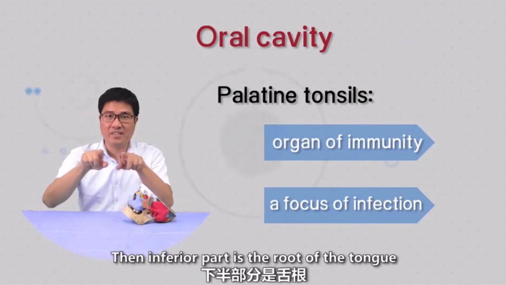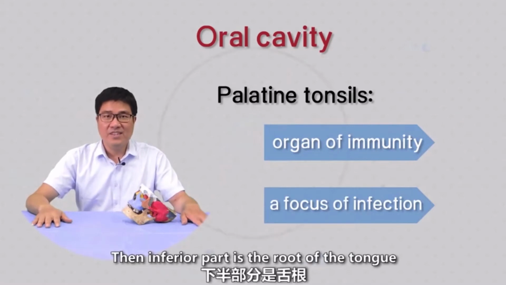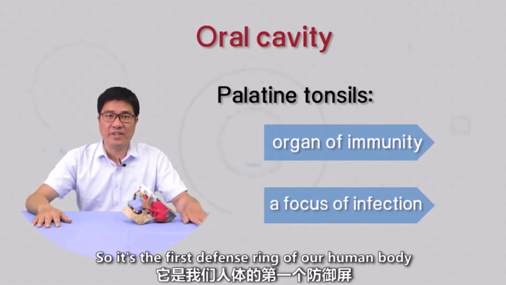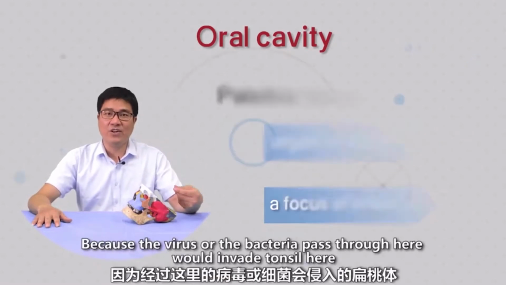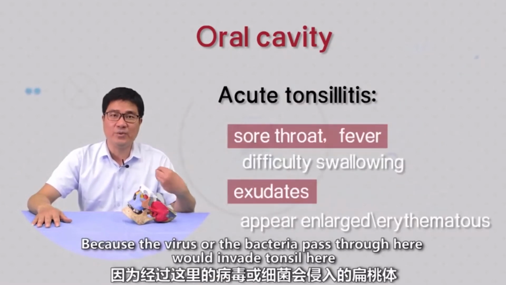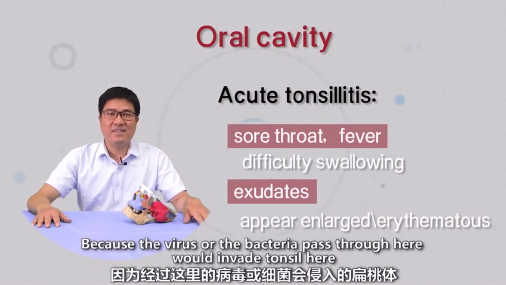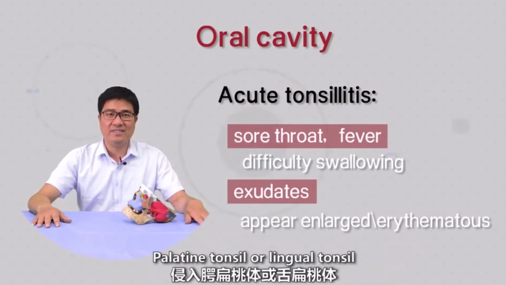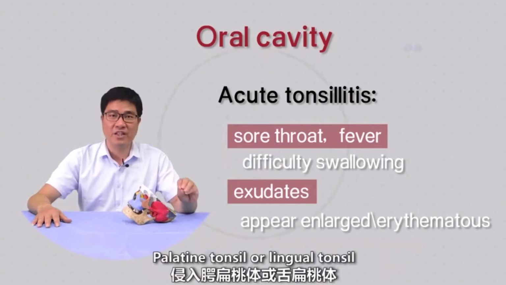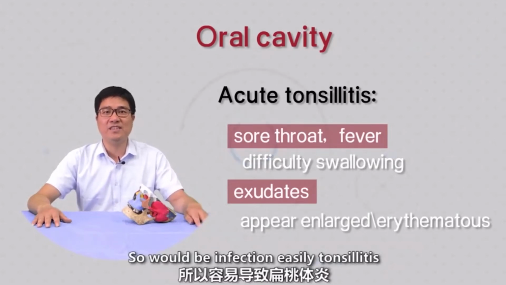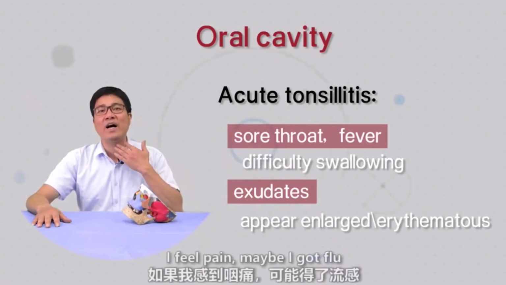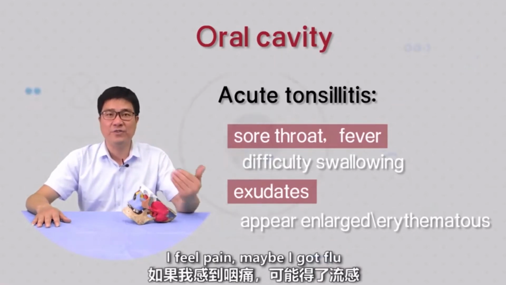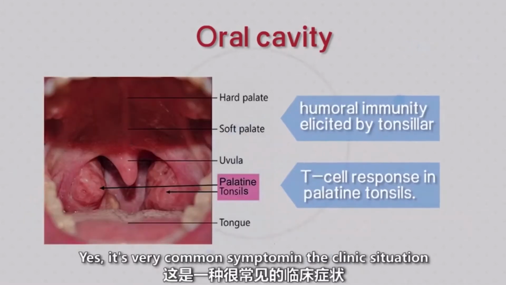Then the inferior part is the root of the tongue. So it's the first defense ring of our human body, because viruses or bacteria passing through here would invade the tonsil. Palatine tonsil or lingual tonsil. So it can get infection, easy tonsillitis. Sometimes we call it the throat: oh, I feel pain, maybe I got flu. Yes, it's a very common symptom in clinical situations.